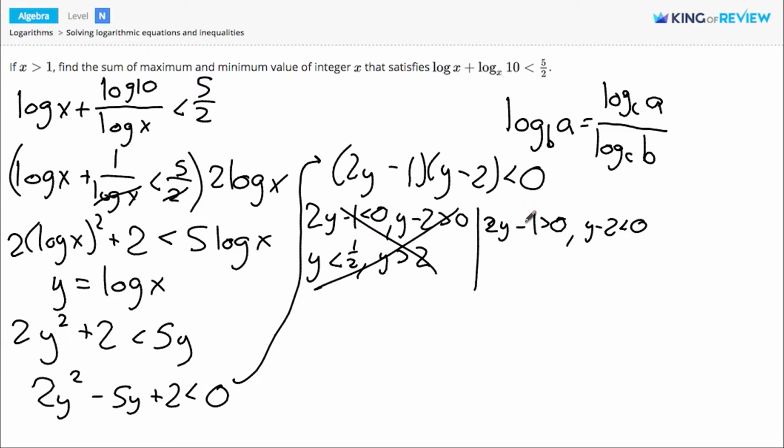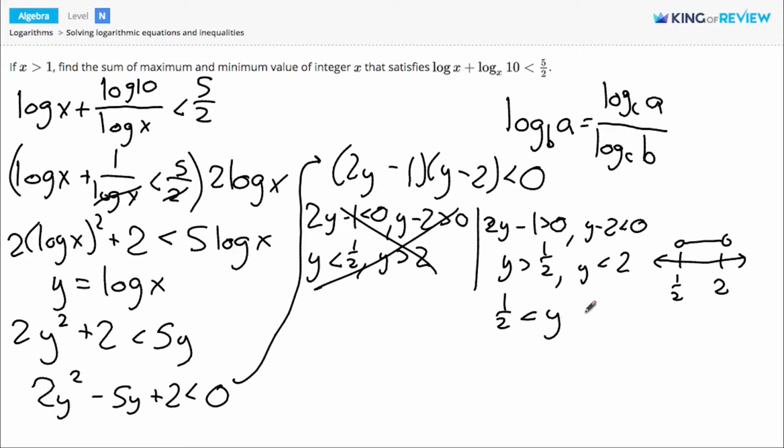On the other side, I have y is greater than 1/2 and y is less than 2. If we look at that on a number line, we can easily see that that does work. We need y to be somewhere in between 1/2 and 2. So 1/2 is less than y, which is less than 2. Let's plug in what y equals. This is 1/2 is less than the log of x, which is less than 2.